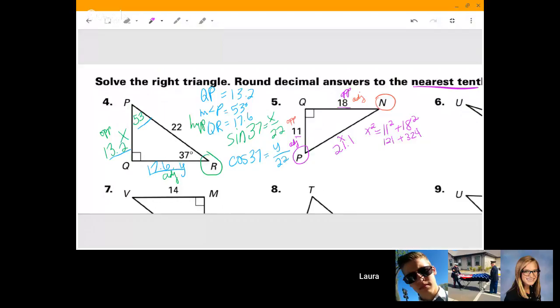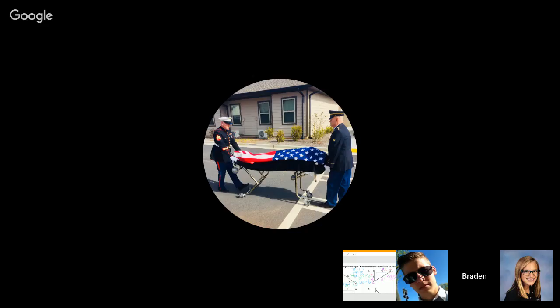All right. So for P, back to P, if you want to find angle P and you know opposite and adjacent, which of the trig functions uses opposite and adjacent?